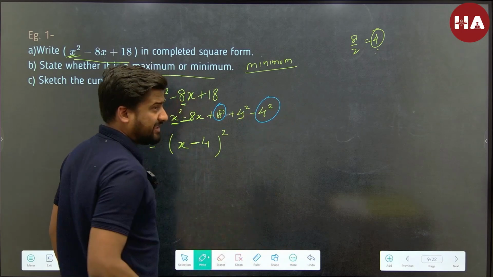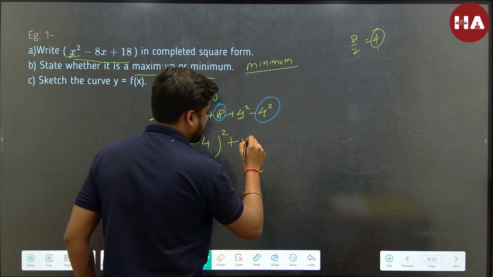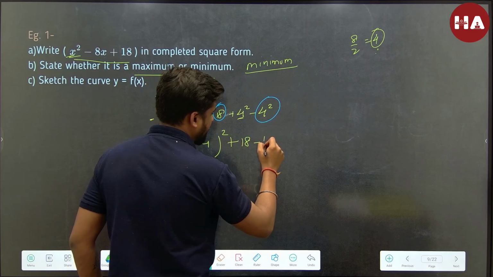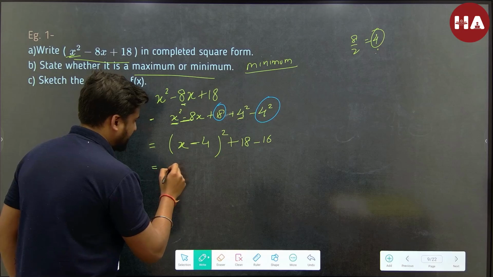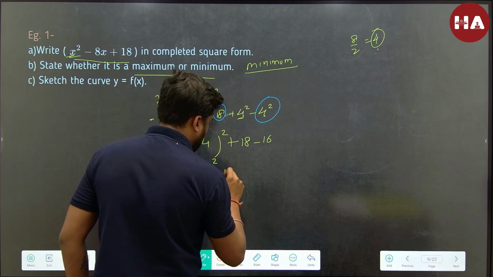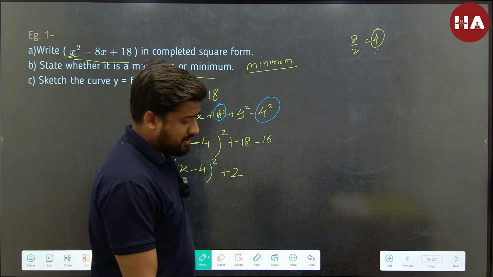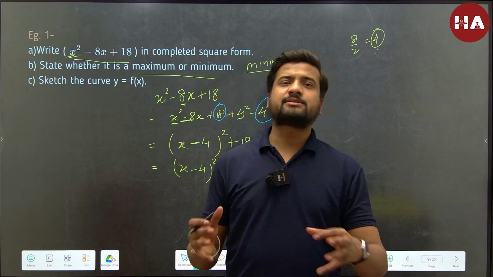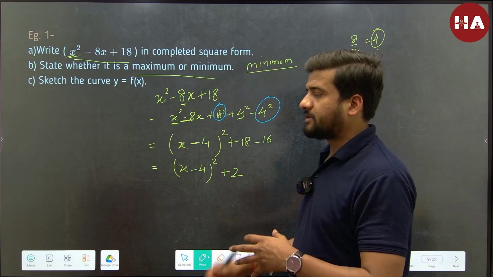So you have plus 18 minus 4 squared, that is 16. So that is (x minus 4) whole squared plus 2. All right, so that's your answer.